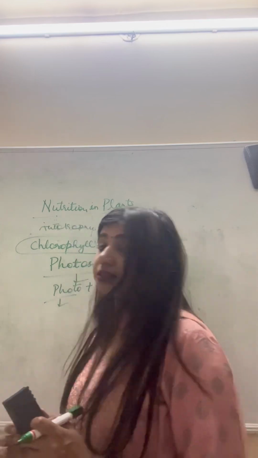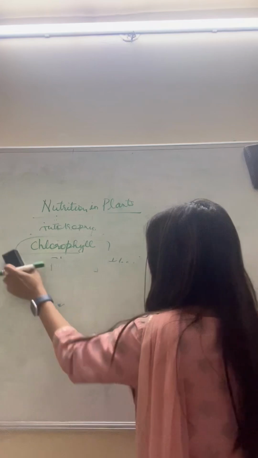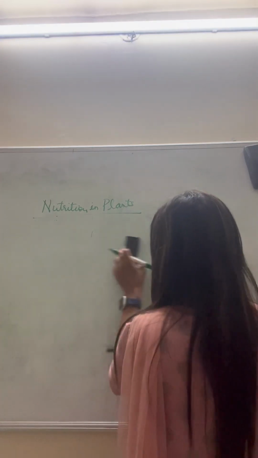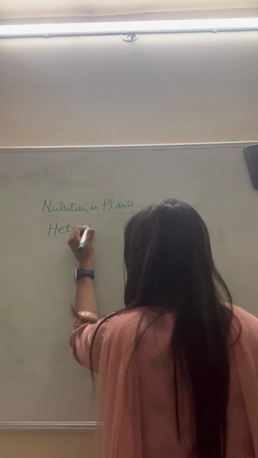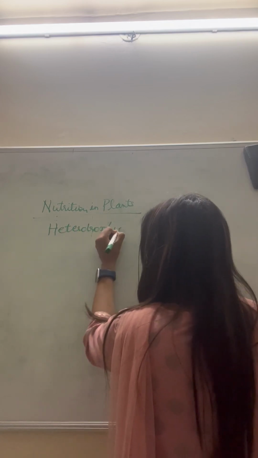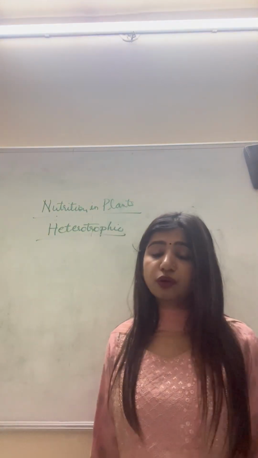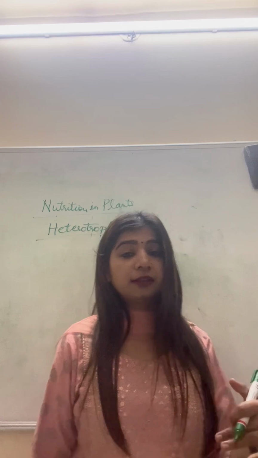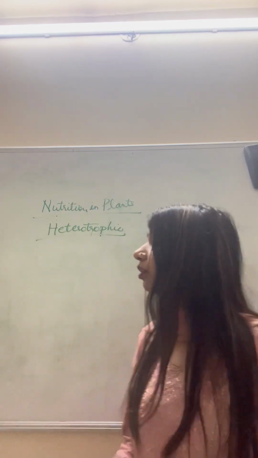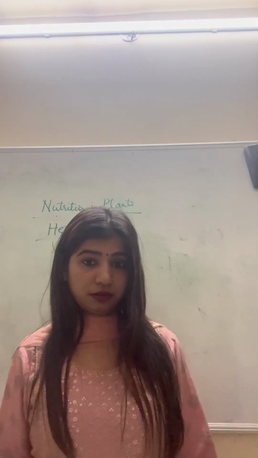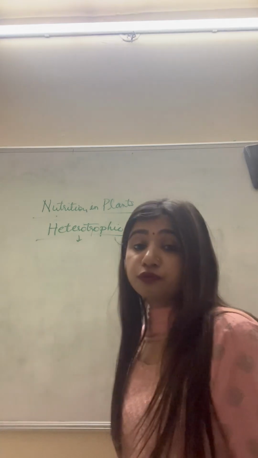Now we will study the heterotrophic mode of nutrition. Heterotrophic mode of nutrition is that type of mode of nutrition in which organisms are directly or indirectly dependent on other organisms for their food, because they don't have a pigment called chlorophyll, so they are not able to produce their own food.